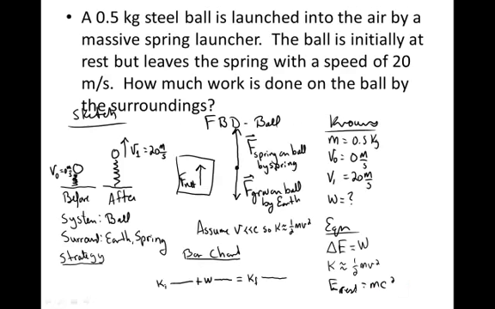I'm going to work through two examples of using the energy principle, one at low speeds and one at relativistic speeds. For the first one, let's say that we have a nice heavy steel ball launched into the air by a massive spring launcher. The ball is initially at rest but leaves the spring with a speed of 20 meters per second. Let's figure out how much work is done on the ball by the surroundings.